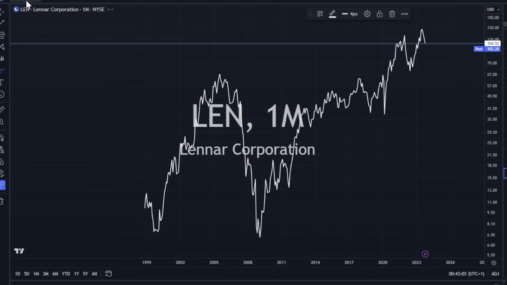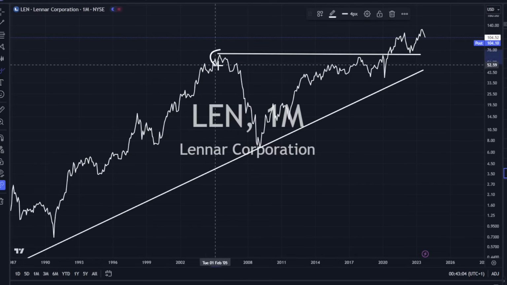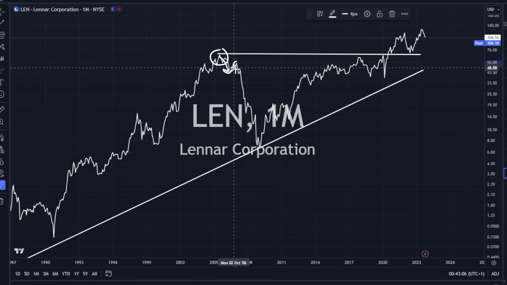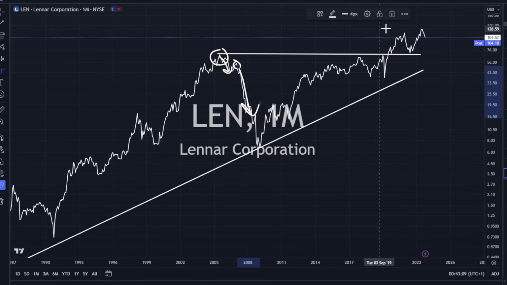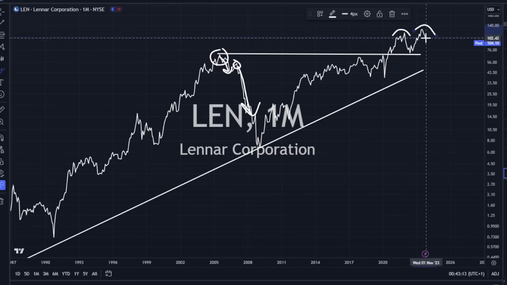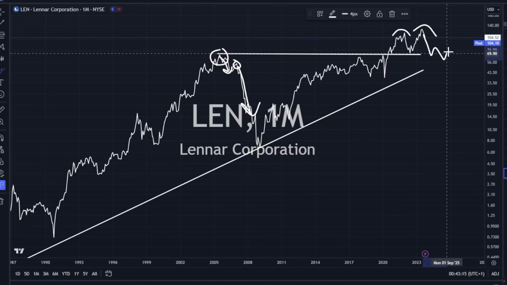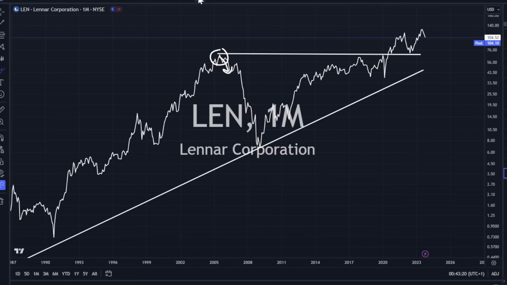Lennar Corp was the same way. Lennar Corp in '05 came back down. Here's your bull trap, and then we came back lower. But what do we have here? Maybe a double top, potentially, and we do come on back, and then we go back on higher. Why? The homes are not built, guys.